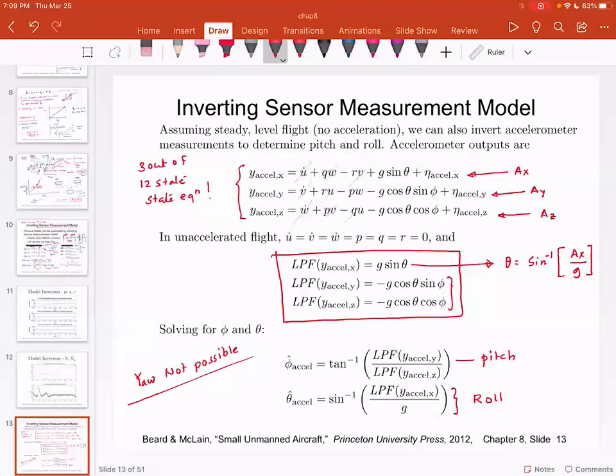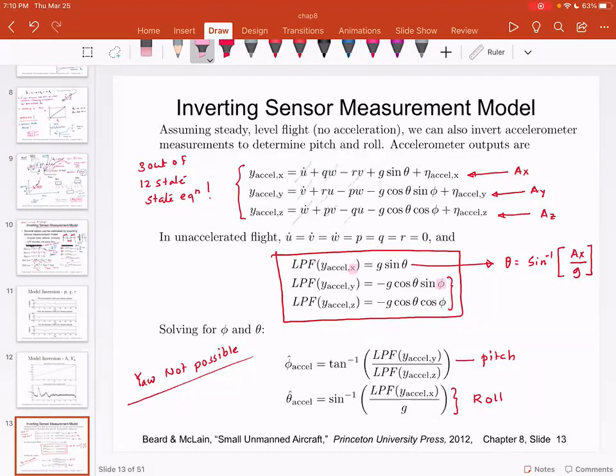X acceleration is going to give you the value of theta. So x acceleration, this is x, is going to give you the value of theta. You can use this value of theta to find out the value of phi. So there are multiple ways it can be done.